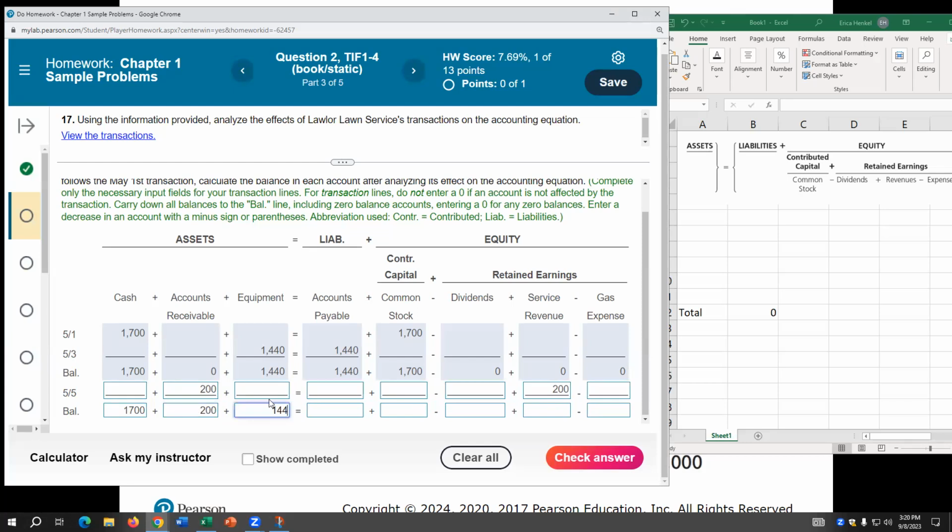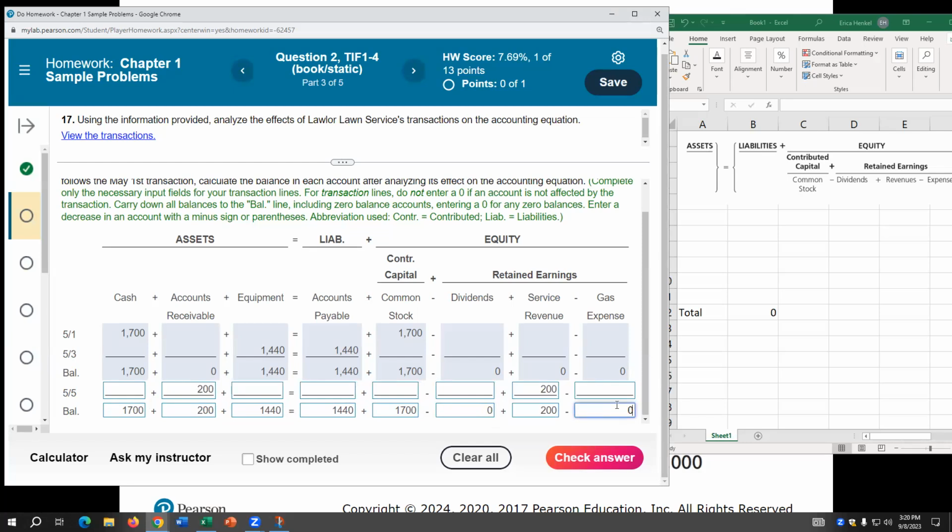So that just gives us these balances here then. So don't forget to hit check answer and submit that so that it saves what you've done so far. Because these are worth participation points, even though we're walking through all the answers together.